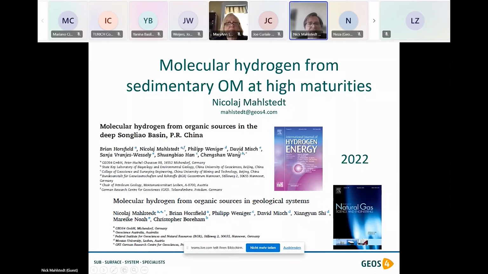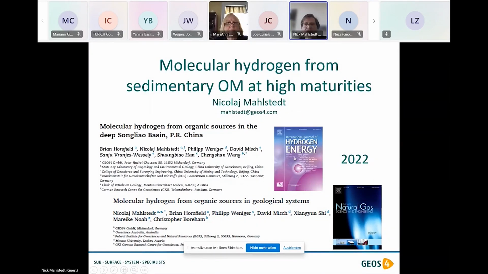For both papers, similar people took part in the investigations, mainly Philip Weniger from BGR Hannover, who did excellent work on the open pyrolysis TCD to analyze the hydrogen generation, and David Misch and his team from the University of Leoben in Austria. They provided the BIB scanning electron microscopic data of the samples. And at GFZ at that time, under the supervision of Mareike Noor, the FTICR-MS high mass resolution results were generated.